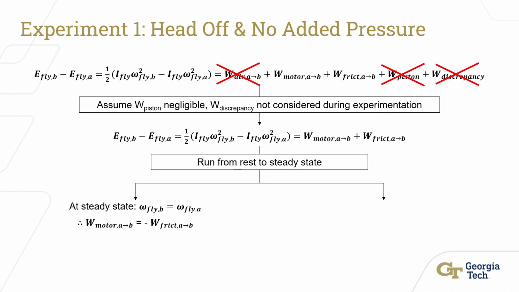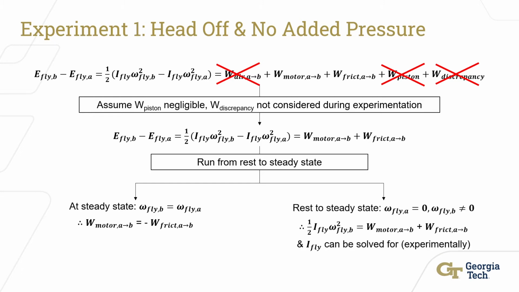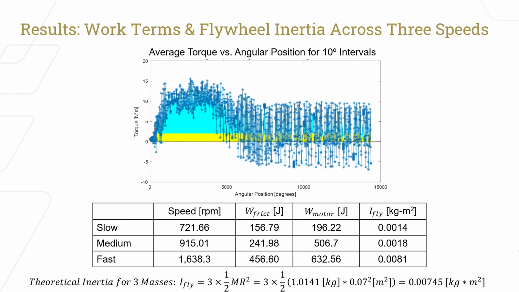When we consider only the portion of our test run at steady state, we can easily find the friction and motor work, since they become the only terms left in the equation and are therefore equal to the negative of the other. When we consider the test run in its entirety, from rest to steady state, we can solve for the inertia of the flywheel, denoted here as I subscript fly, using our value of friction work determined from steady state analysis and calculating the motor work over the entire run.